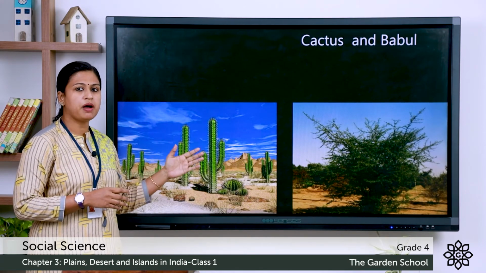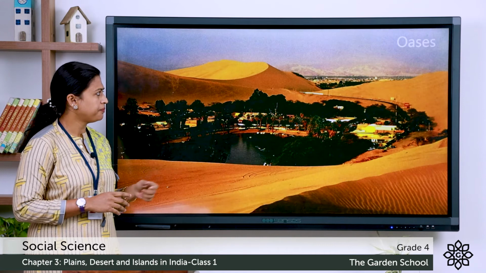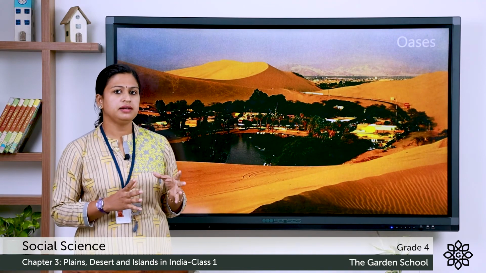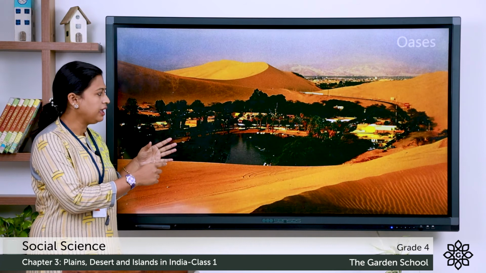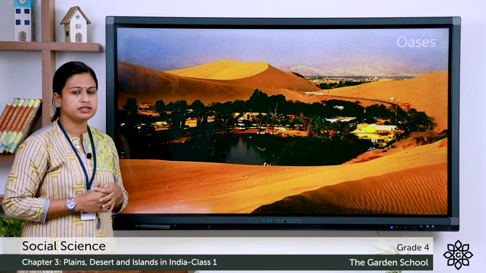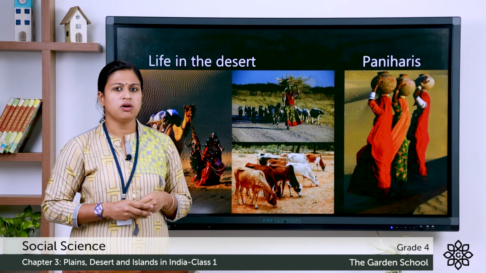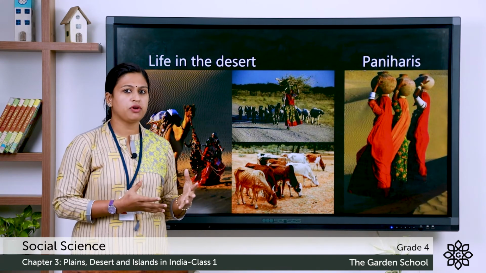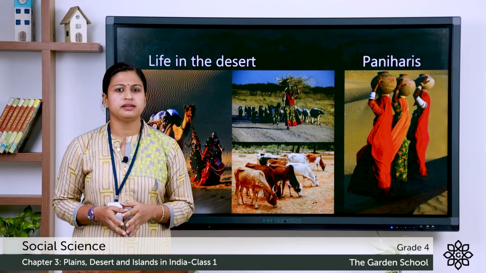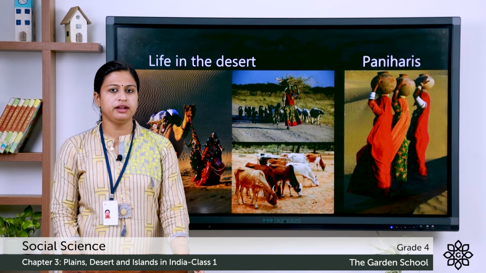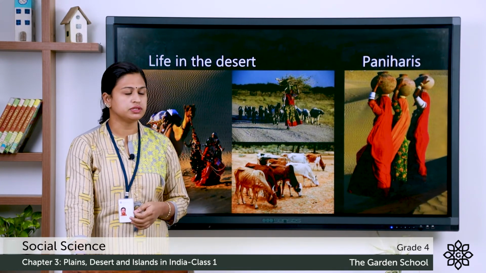Plants like cactus and babul grow in desert because these need less amount of water. In some places in desert, you can see oasis. It is an area where you can find water and plants and trees are grown around it. Most of the villagers set up their village near this oasis. Apart from growing crops, they have cattle, goats, camel. Camel is known as the ship of the desert as it can move long distance without food and water. It produces milk and hair of camel can be used to make clothes.